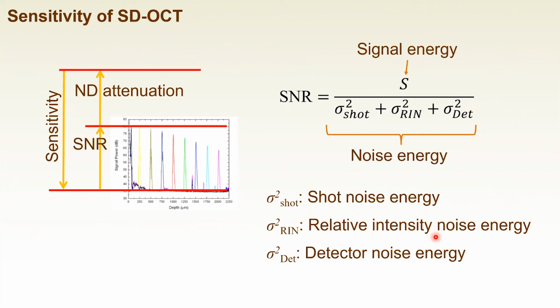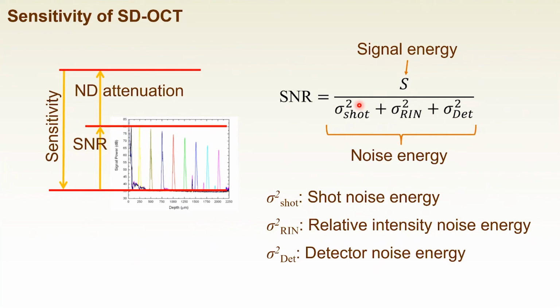So I would like to start from the signal-to-noise ratio. The definition of the signal-to-noise ratio in mathematics is actually quite simple: the ratio of the signal energy and the total noise energy. And then the noise energy can be split into three uncorrelated noise energies.